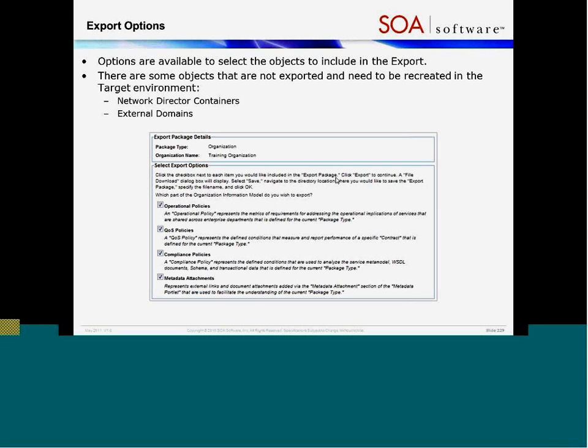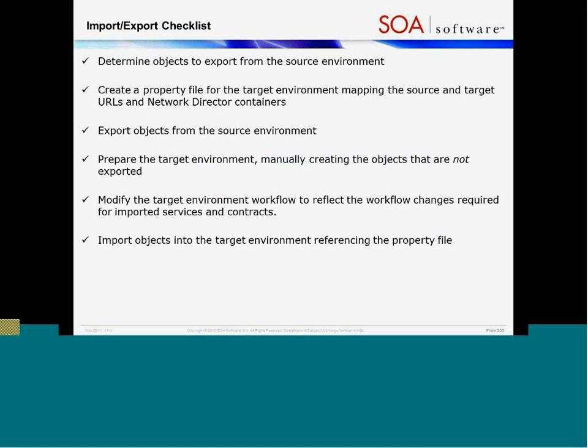To export, you have the options to set what you want to export. You can export operational policies, compliance policies, metadata, attachments. Is the source environment network director containers or external domains? So before you actually do the import into the target environment, you need to make sure that you have your network director containers configured and you created your external domain. So your external domains being you created your domain, whichever it may be.